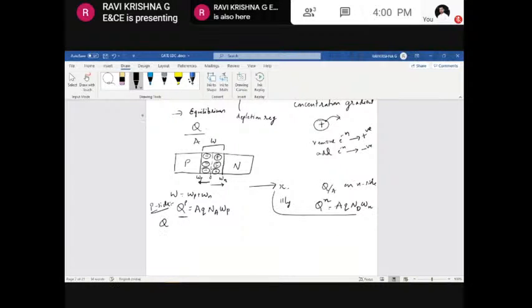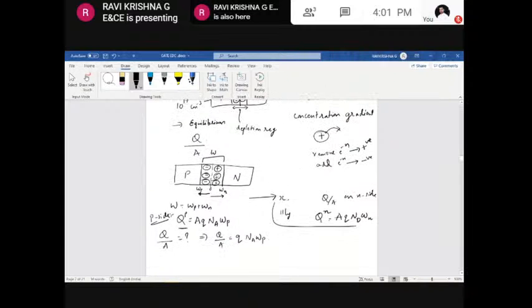Anyhow, for this case, we need to consider this equation here. What we have to do is determine Q divided by A. Q by A is written as Q into NaWp. In order to calculate this, we need to remember some formulas known as the junction potential or the built-in potential, because this total width is going to depend on the built-in potential of this particular device.